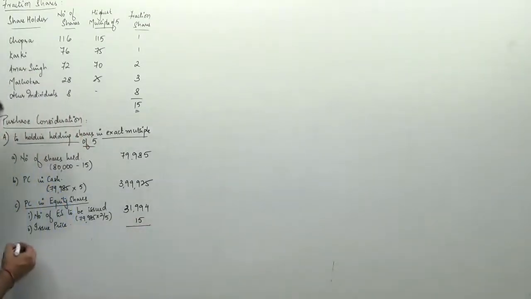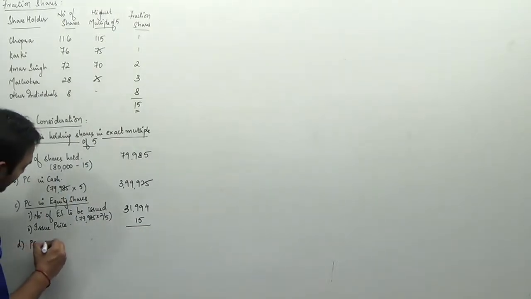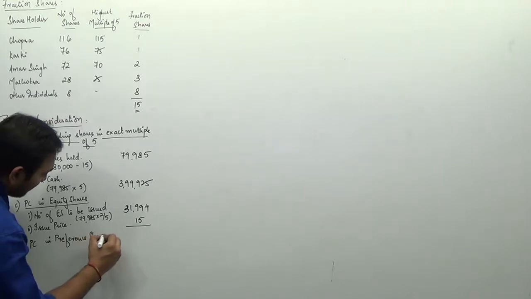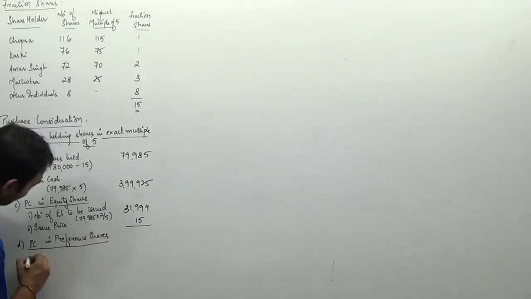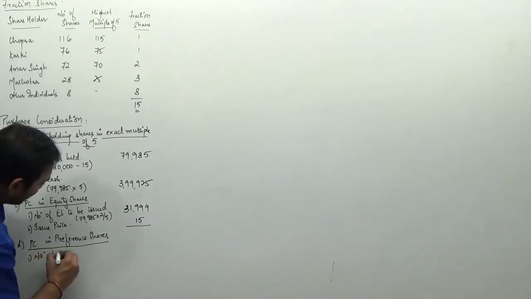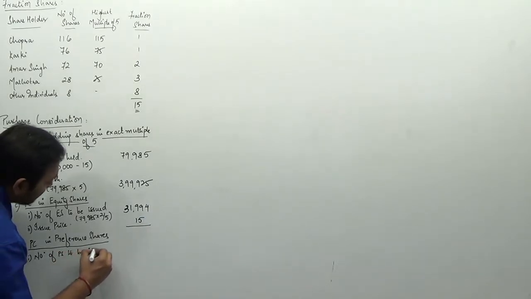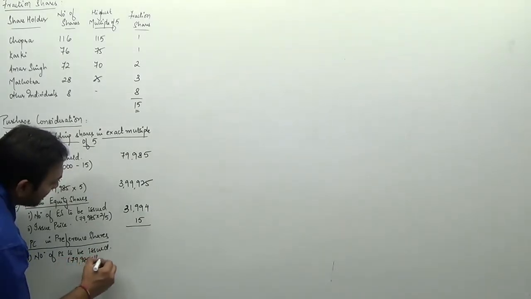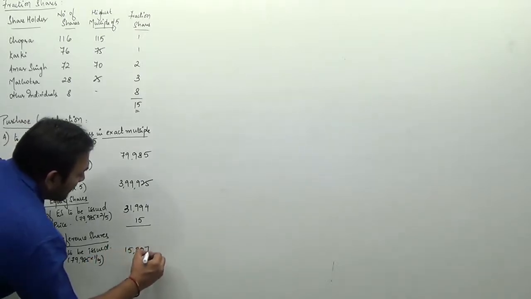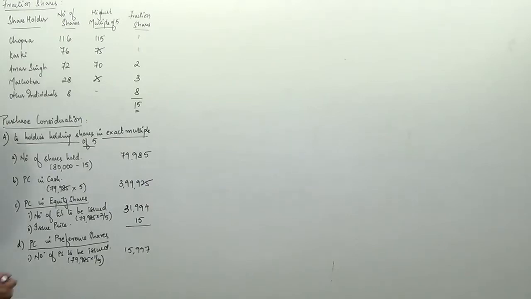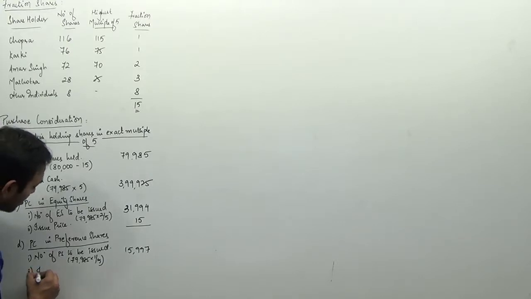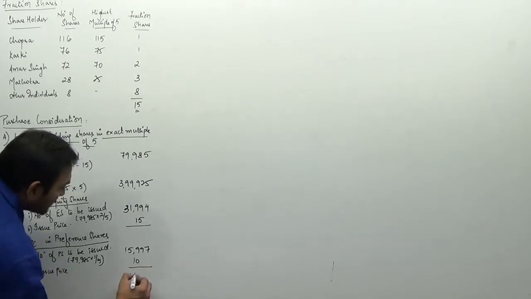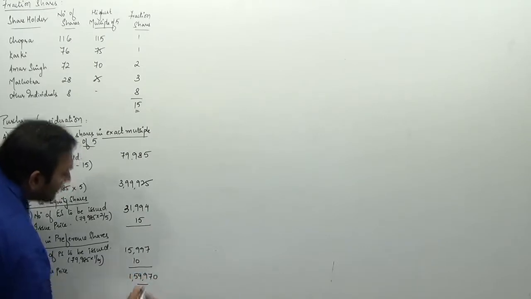$31,994, issue price per share is 15, so you get PC in equity shares. Then get PC in preference shares. Number of preference shares to be issued. 1:5 preference shares are being issued. So if I have 79,985 shares into 1 by 5 will give me 15,997. Issue price, each preference share is issued at 10. This total is 1,59,970. This is preference shares.